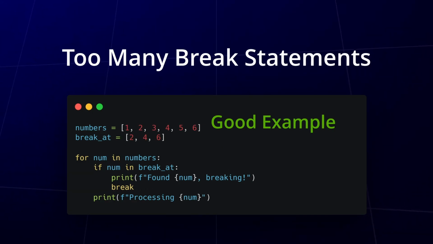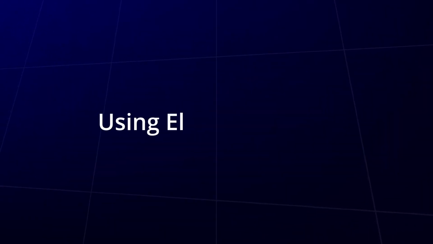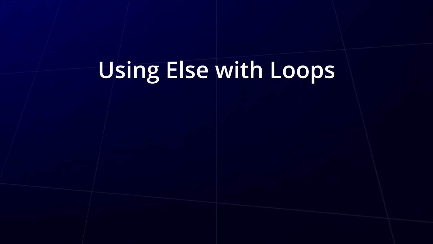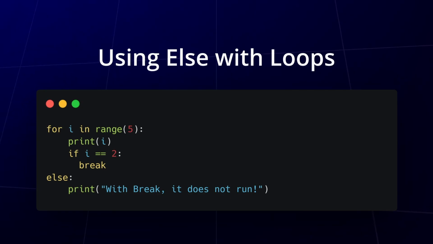You might already know about using else with if statements, but did you know you can use else with both for and while loops as well? The else block in loops runs only if the loop completes normally without encountering a break statement. Here's an example using else in a for loop. In this case, the else block runs after the for loop finishes iterating over all the numbers from 0 to 4. If we had used the break statement to stop the loop early, the else block wouldn't have executed.